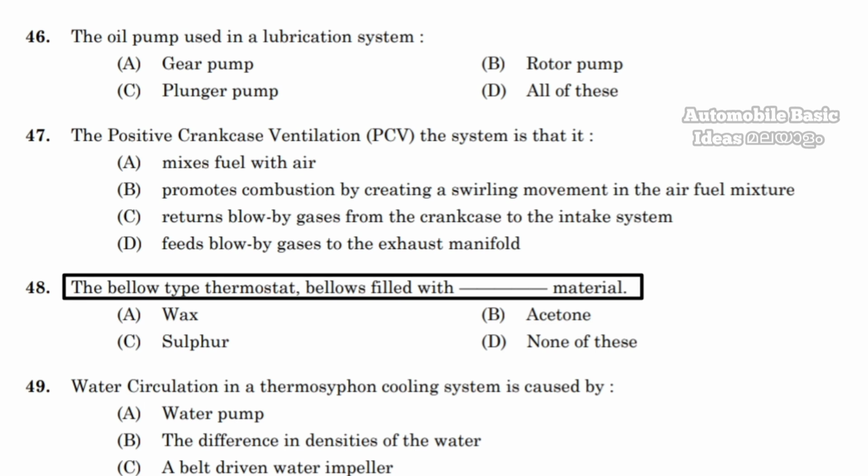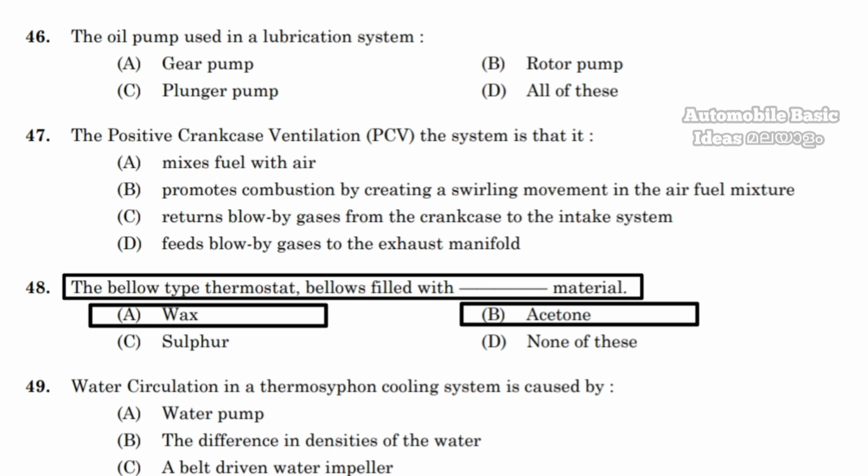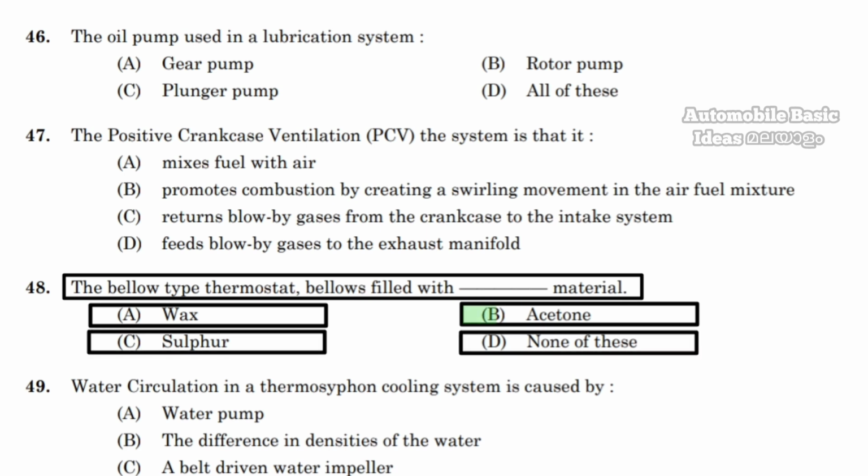48. The bellows-type thermostat, bellows filled with dash material, A. Wax, B. Acetone, C. Sulfur, D. None of these. Answer B.